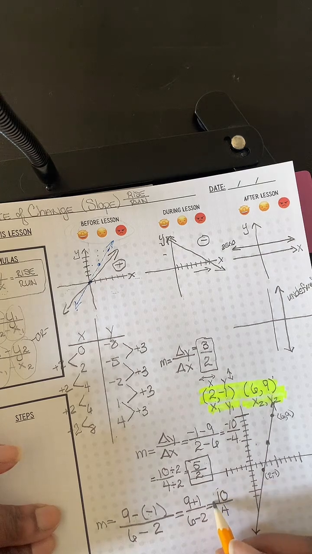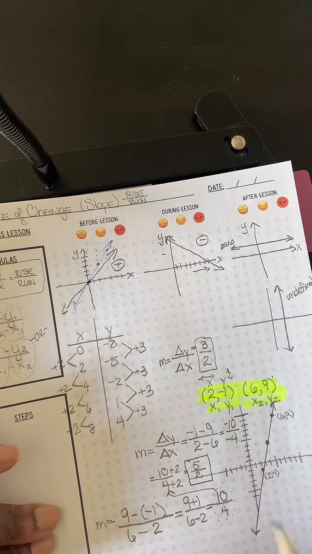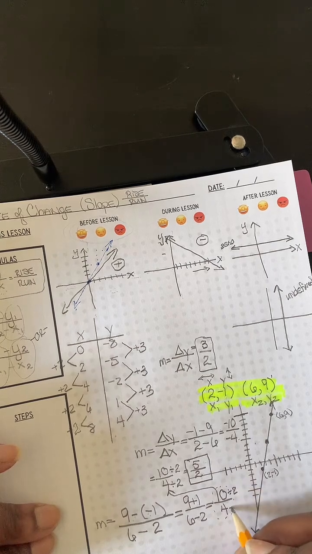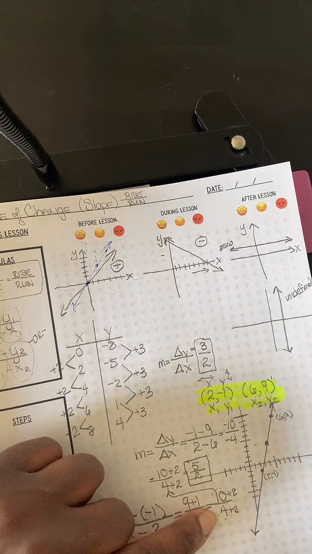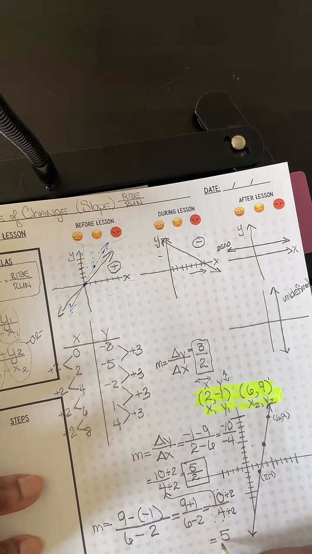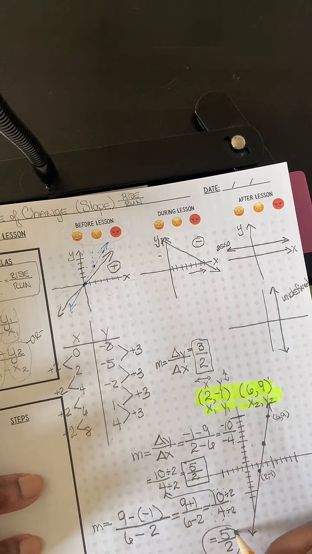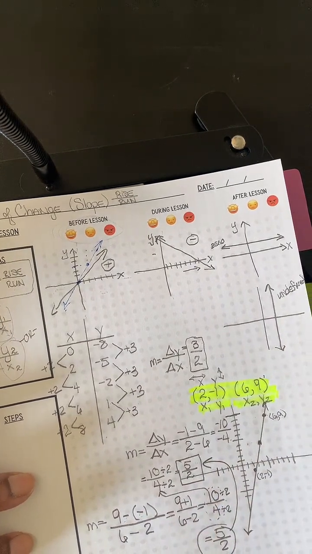Huh, this looks familiar. Isn't that the same thing we got right here? Then we reduced that 10/4 by dividing by 2, because both 10 and 4 are even. And as a lovely result, it gives us 5/2, which is exactly the same as what we got up there.